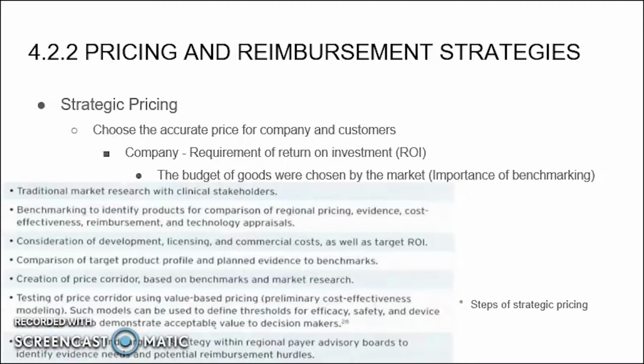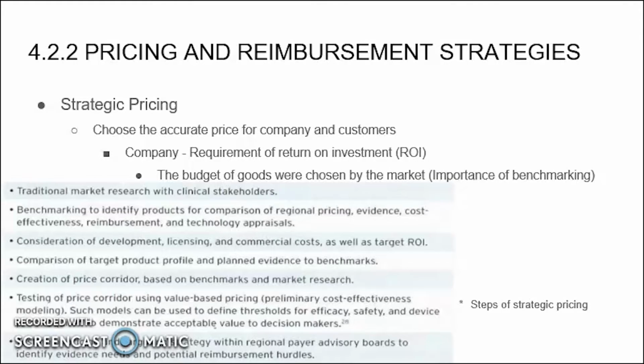Hi sir, my name is Changhyun Nam and I'm introducing the project of book presentation 4.2.2, the pricing and the reimbursement strategies. The strategic pricing is they choose the correct price between the companies and the customer. Both of them are satisfied. And companies should do the requirement of return on investment as well, because it's very important for the return policy to the customer as well.